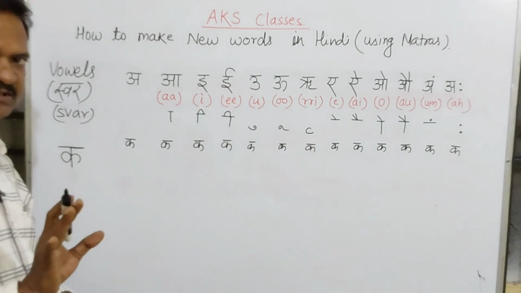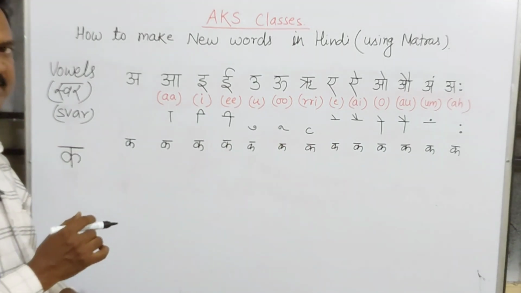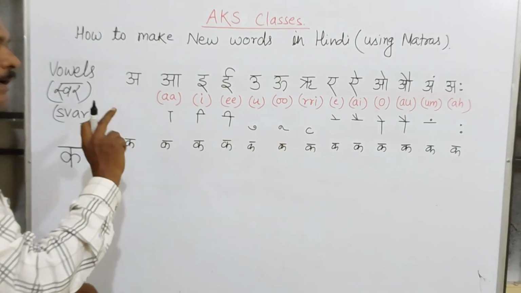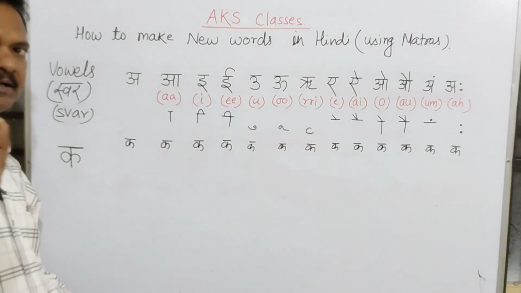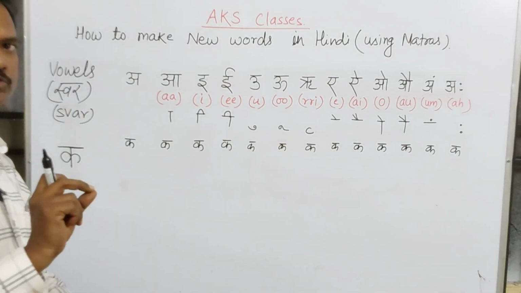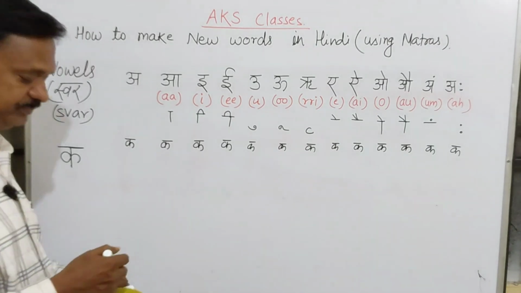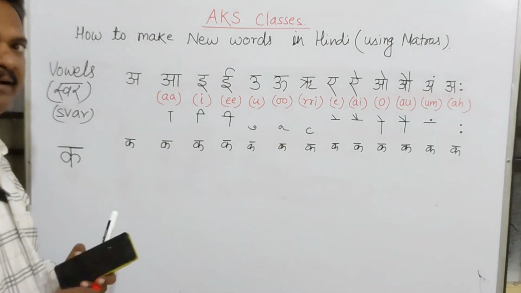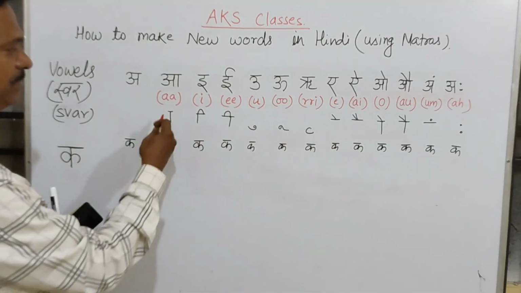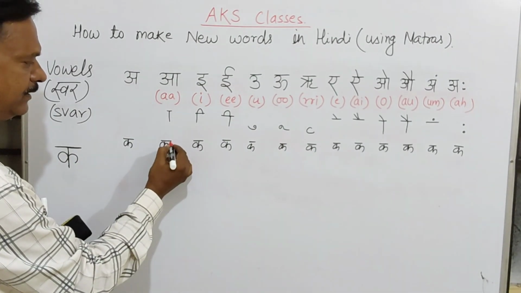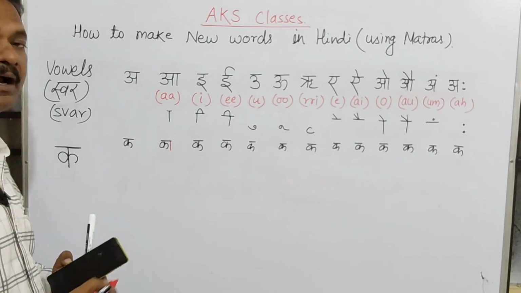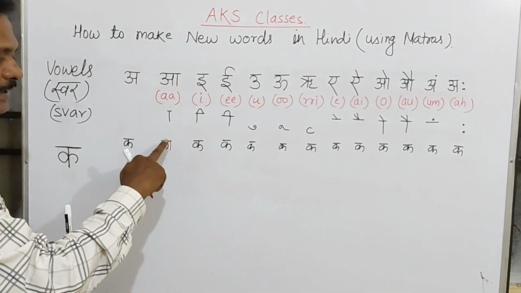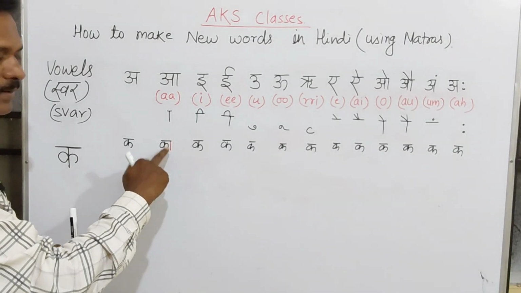If there is no additional vowel added, we write it as k only. But if a larger a sound is added with the consonant, it becomes ka. For this, we add a straight line, this matra here, and it becomes ka.